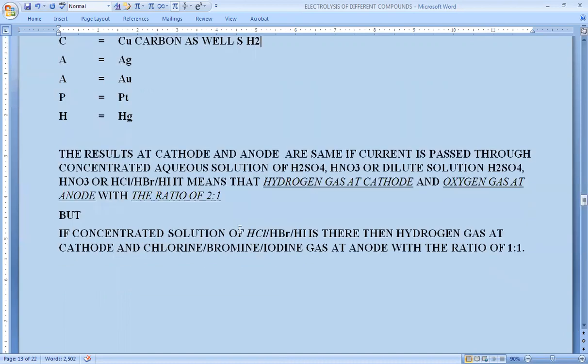This is the conclusion. The results at cathode and anode are the same if current is passed through a concentrated aqueous solution of sulfuric acid, nitric acid, or even a dilute solution of sulfuric acid, nitric acid, or HCl, HBr, HI. Hydrogen gas is produced at the cathode and oxygen gas at the anode with the ratio of 2:1. If it is a concentrated solution of HCl, HBr, HI, then hydrogen gas is produced at the cathode and chlorine, bromine, iodine gases at the anode, but the ratio is 1:1.